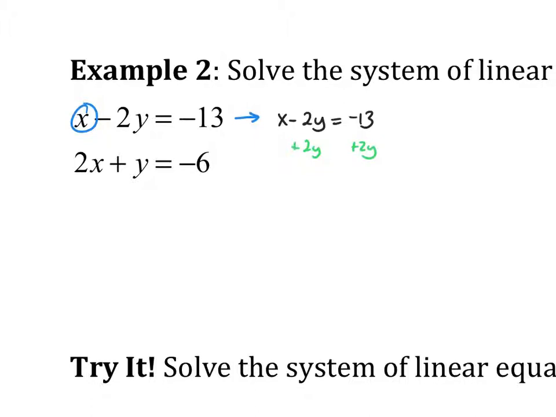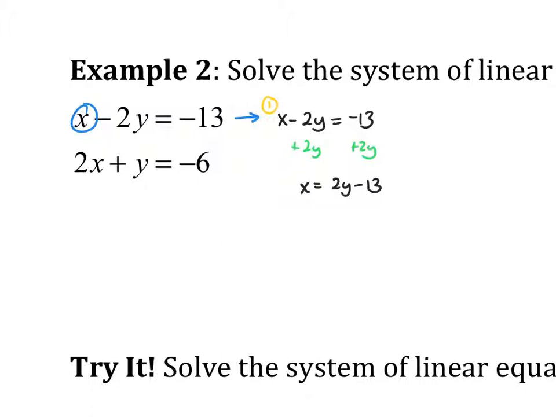Add 2y to both sides to get this. x equals 2y minus 13. Okay, so that's step one. Step number one, I isolated x. So what's step two? I have to take this expression and plug it into there.